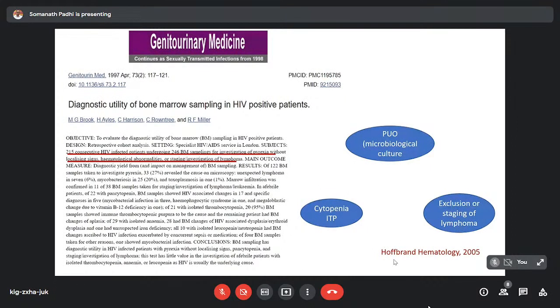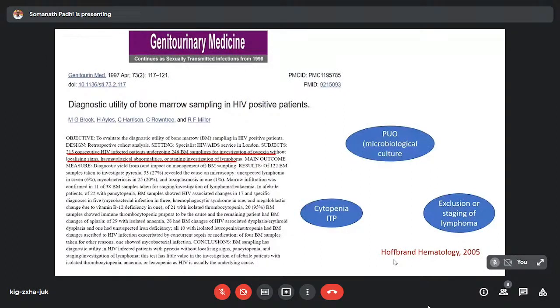Number one, first and foremost, is evaluation of unexplained pyrexia, where there are no localizing signs, but the patient presents with pyrexia of unknown origin, the typical description. In this setting, the primary indication of doing a bone marrow sampling is for microbiological culture, different types of microbiological cultures. That is the main purpose of doing a marrow in this setting.